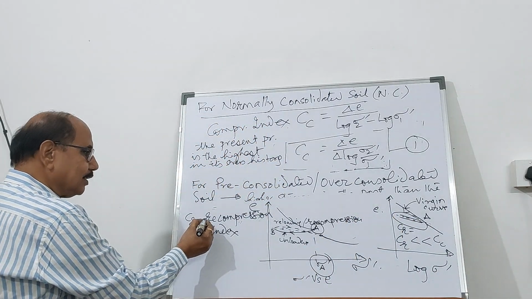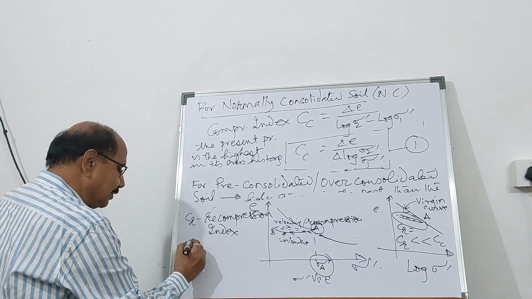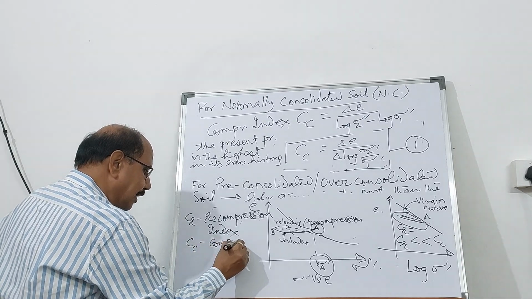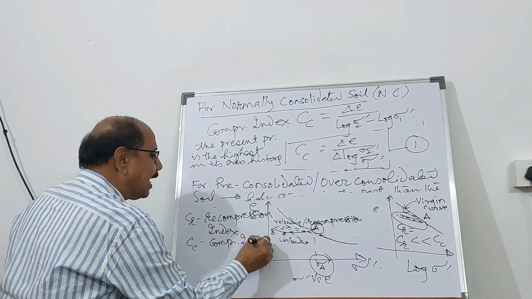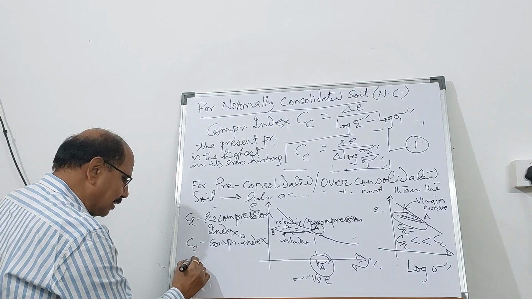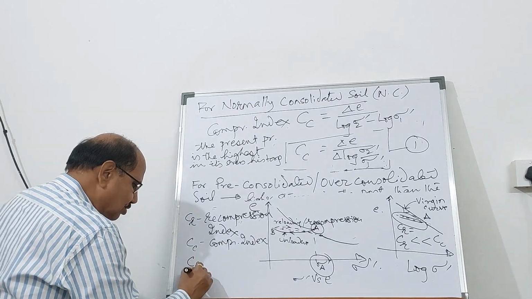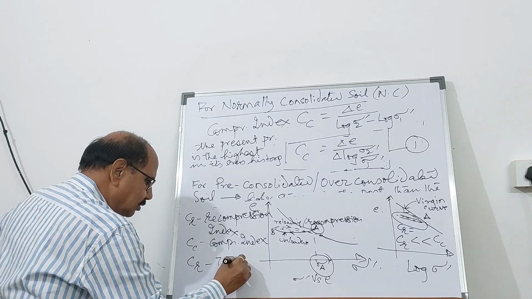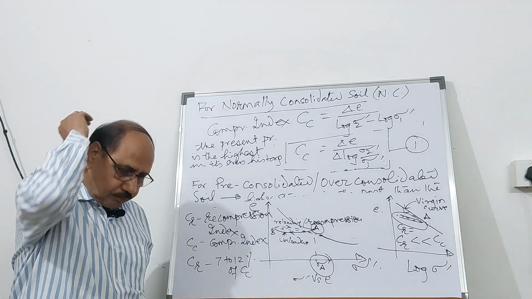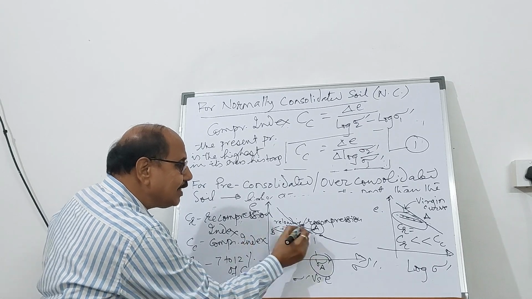So for OC clay, you will have to find out the recompression index, and as I told you, the compression index is going to be much higher, and the recompression index is almost 10%, in the 7 to 12% range, it varies. So Cr is going to be 7 to 12% of Cc value, quite less. On average you can take it as 10% of Cc because you see the nature.